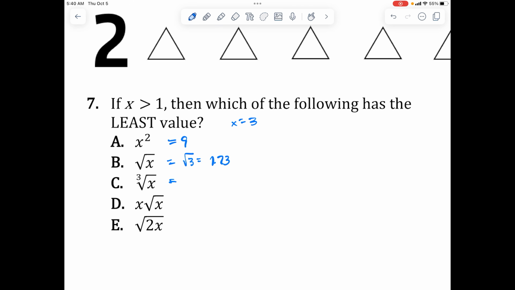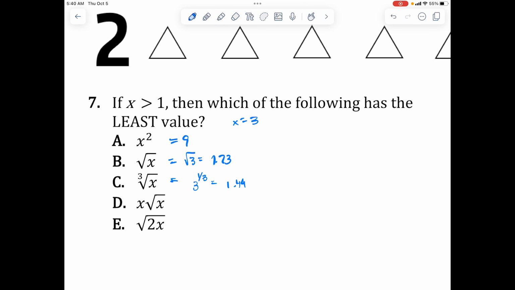Third root of x, so this is 3 to the 1 over 3. That's going to give you 1.44. This is going to give you 3 square root of 3, which is 3 to the 3 over 2, 5.19.